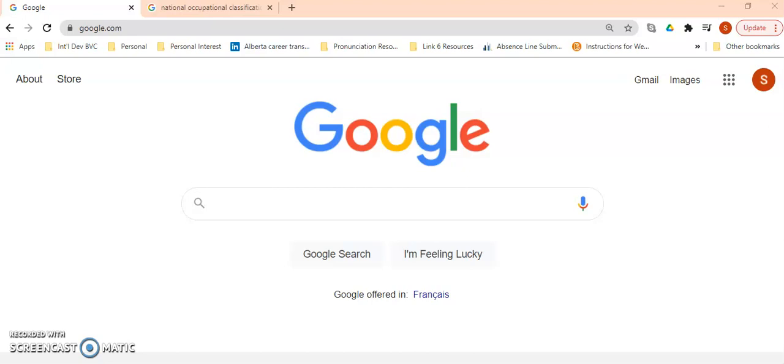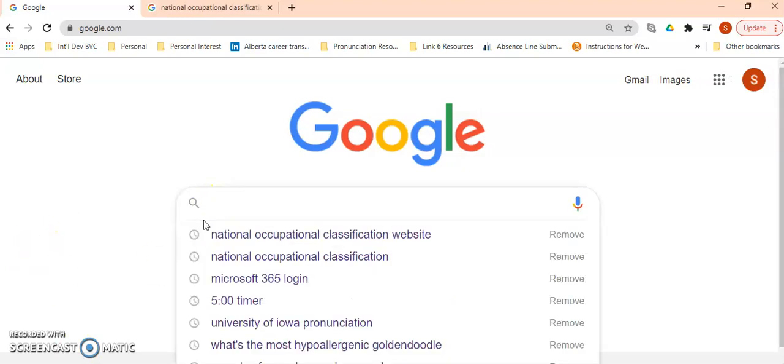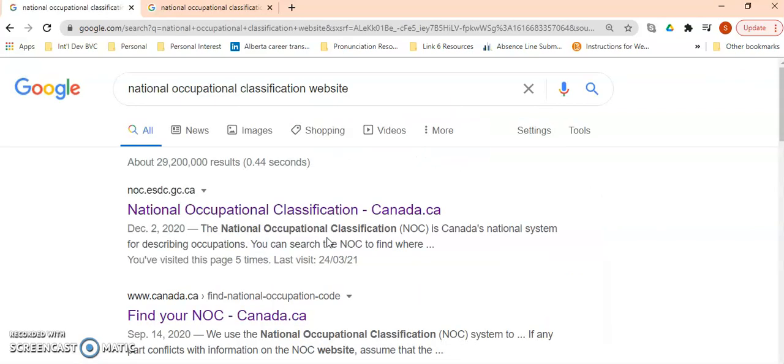I decided to start from Google, just like you would to search it out. And so I'll start with the title, right? So I'm going to come down here. I'm going to write National Occupational Classification Website. Make sure you include the website, because then it'll take you straight to where you need to go to search the terms. So you know you're on the right website when you look and you see gc.ca. That's an indication that that's a government website, and then you know that you're in the right spot.